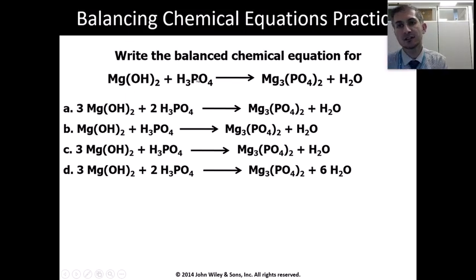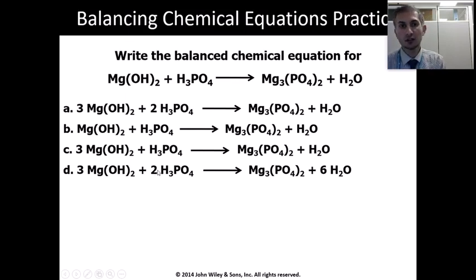We have 1 phosphorus here, but on the right side, phosphorus in the parentheses, we have 2. It means 2 phosphorus. So it looks like I have to multiply this compound by 2. So 3 for magnesium hydroxide and 2 for phosphoric acid. If we look at the possible answers, it looks like C is incorrect because we don't have 3 and 2.